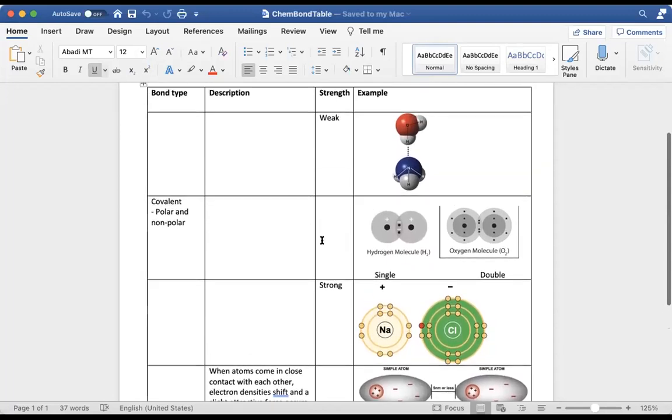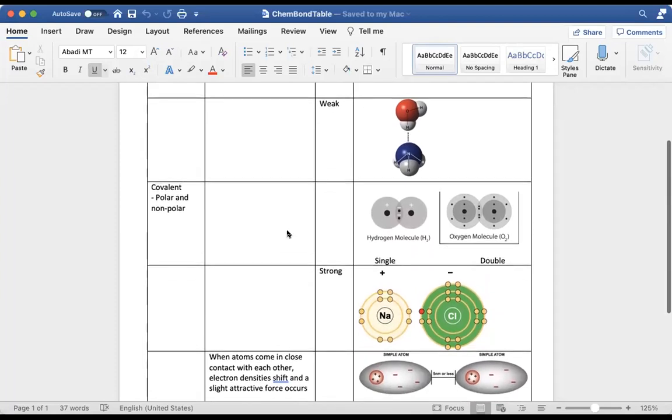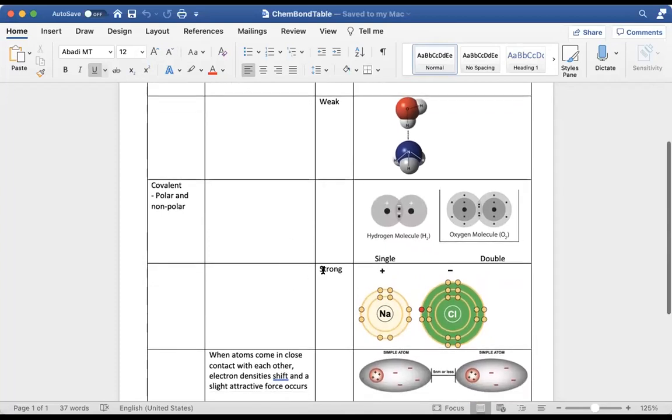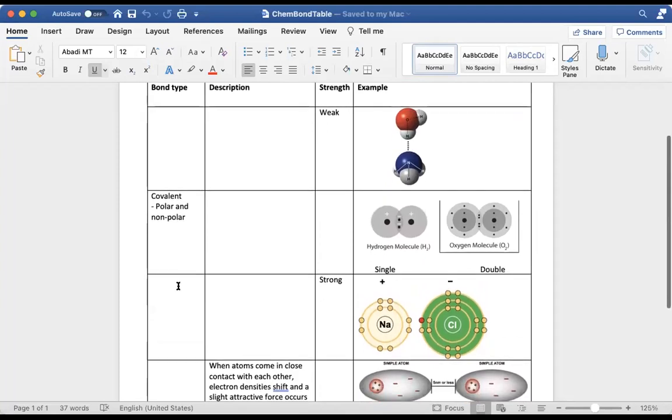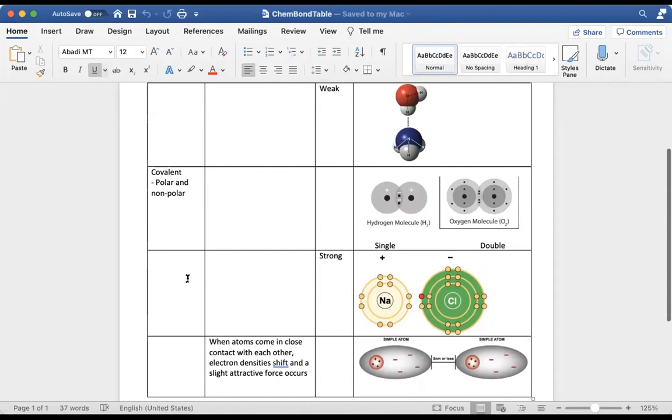Is a covalent bond strong or weak? What do you guys put here? Strong. Strong, yeah. So covalent bonds are really strong, as are the next kind. What did you guys have for this bond type here with the Na and the Cl? Ionic bond. Yep, ionic. So that's an ionic bond where you have a cation positive and an anion negative.